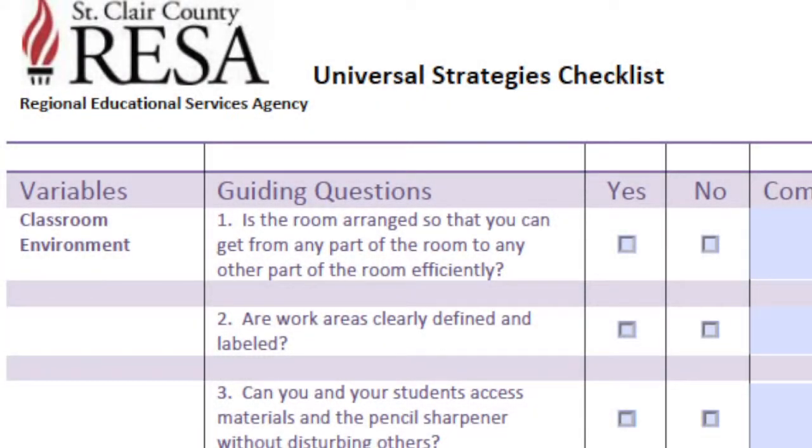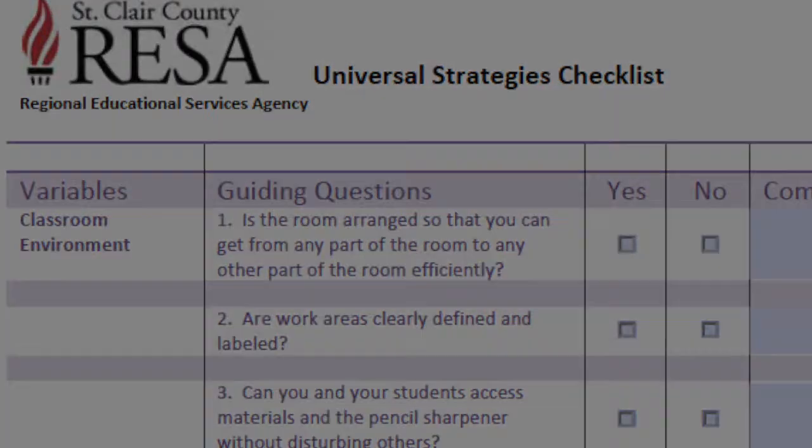For example, number 1 asks, is the room arranged so that you can get from any part of the room to any other part of the room efficiently? This is an important variable from preschool through the high school level. In any classroom, it is important for the teacher to be able to address issues in any part of the classroom, as well as students being able to easily maneuver without disrupting others to get materials, gain access to the teacher, or move about the classroom as necessary.